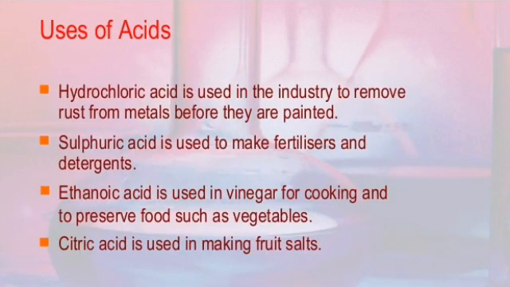Finally, we have some uses. Hydrochloric acid is used in industry to remove rust from metals before they are painted. Sulfuric acid is used for making fertilizers and detergents. Ethanoic acid or acetic acid is used in vinegar for cooking and to preserve food such as vegetables. And citric acid is used for making fruit salts. There are many other acids that are used for common purposes.